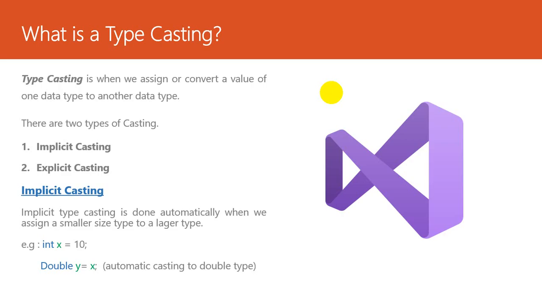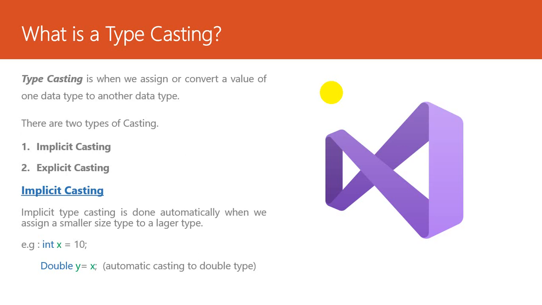What is typecasting? Typecasting is just converting or casting a type of one data type to another data type. Basically, there are two types of casting, which are implicit casting and explicit casting. Implicit casting is converting one data type to another data type automatically. That is, a smaller value is converted or assigned into a larger one.